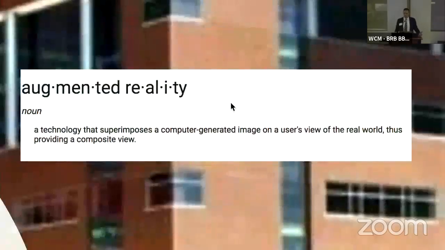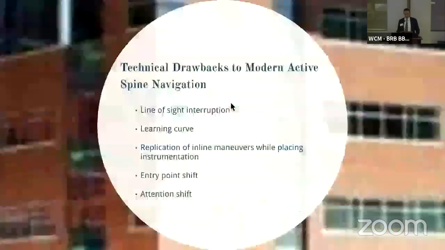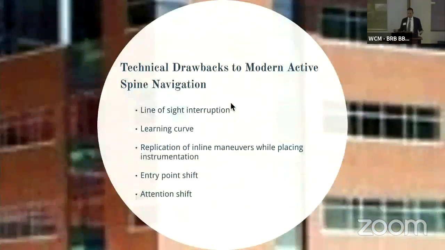So augmented reality is a technology that superimposes a computer-generated image on the user's view of the real world, thus augmenting or providing a composite view. What are some of the technical drawbacks? We've heard about many of these already today.